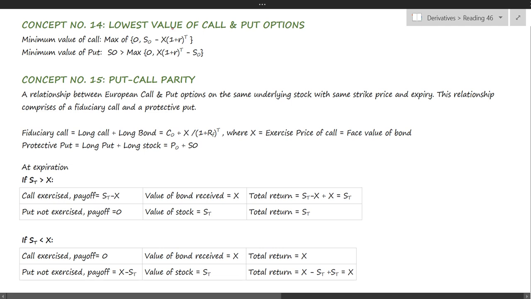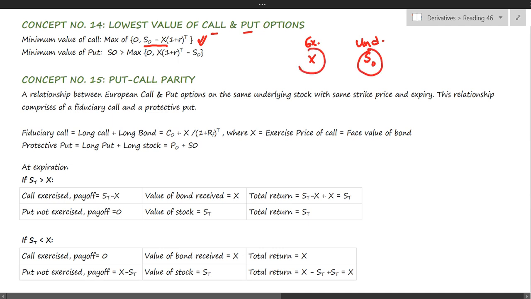Concept number 14, lowest value of call and put option. Well, the explanation behind this equation is a very long and detailed explanation as given in your curriculum, but no need to get into all of that. You can simply remember this. The value of options is the difference between the exercise price and the underlying price, right? With the exercise price denoted by X and the underlying price denoted by S. So if we are talking about the underlying price as on today, then it is called S0. So this is the price as on today.